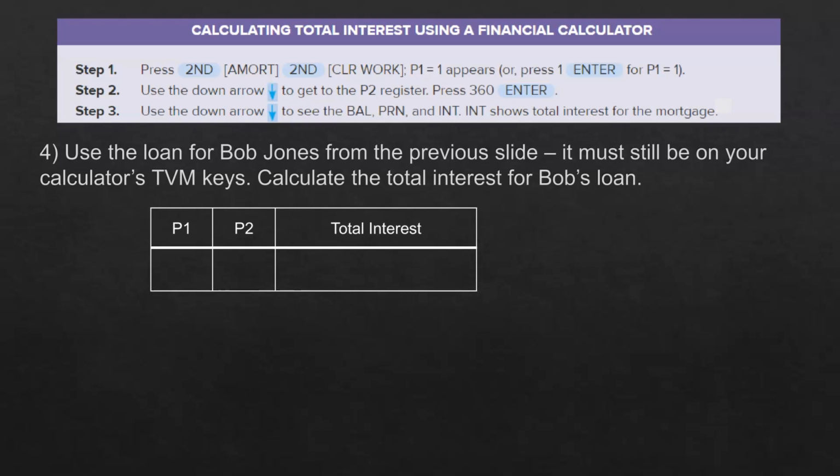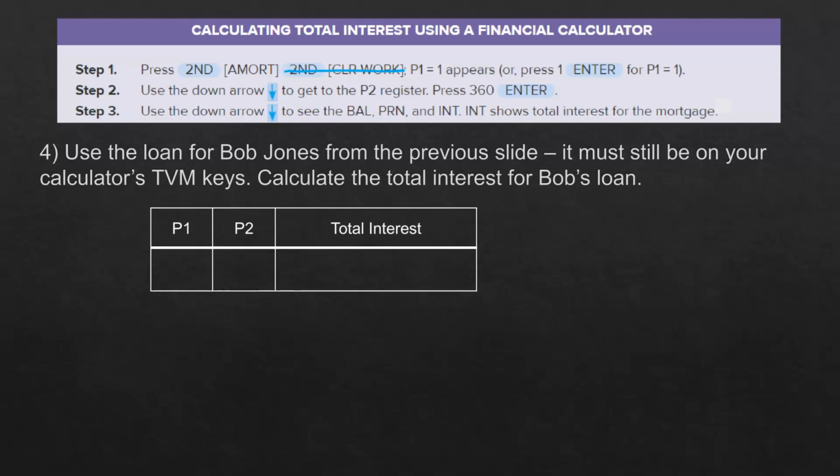Now, one thing I just want to point out is I don't ever do this, the part where it says second clear work. It doesn't really matter. You can just put in a number and push enter, and it will switch your P1 or your P2, whichever one that you need to. On this one, it says use the loan for Bob Jones from the previous slide. I hope you left it on your calculator, but if you didn't, you can put that back in.